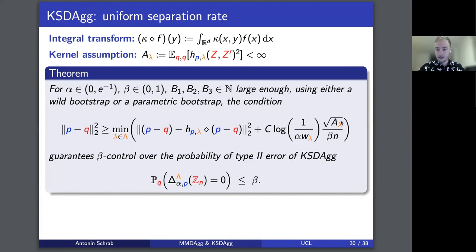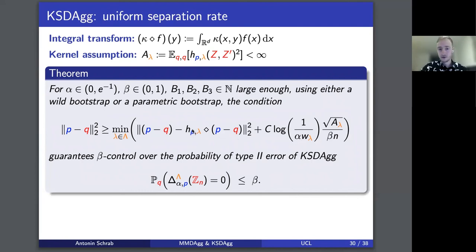So let's look at this guy. What do we have? First, we have a minimum over our collection of bandwidth. So actually, this is the result for the KSDAG. But if we just look at the result for the KSD single test, then we will just have those two terms without this minimum and without the weight in here. So we have those two terms.